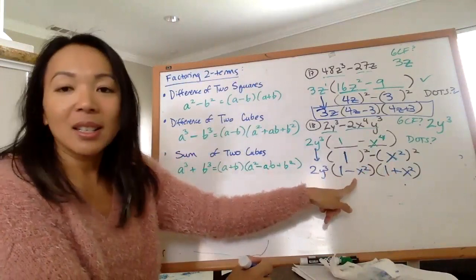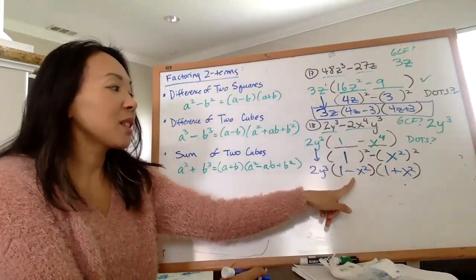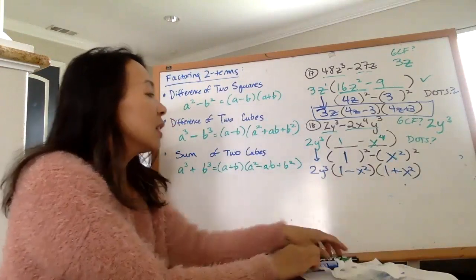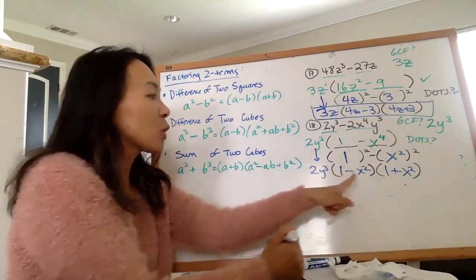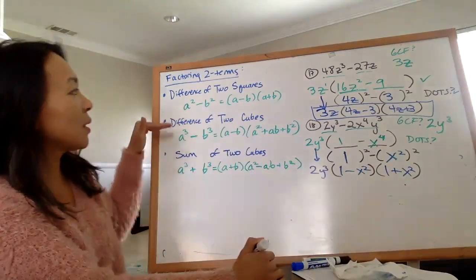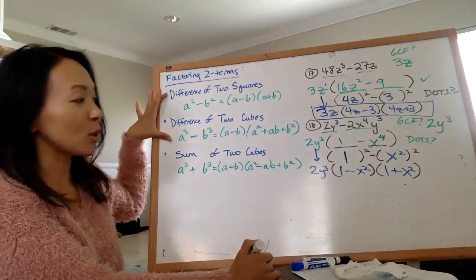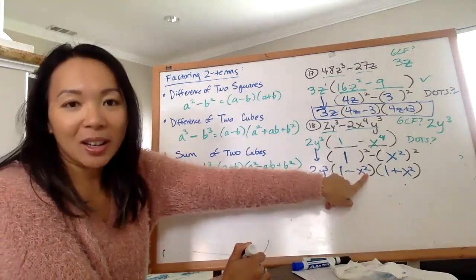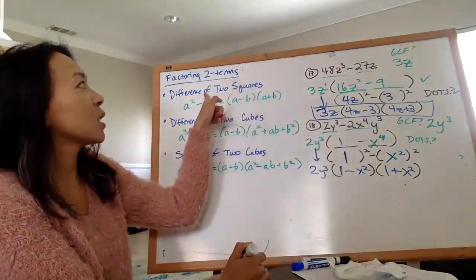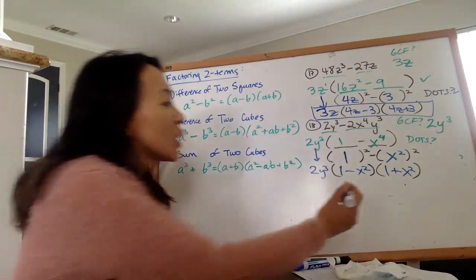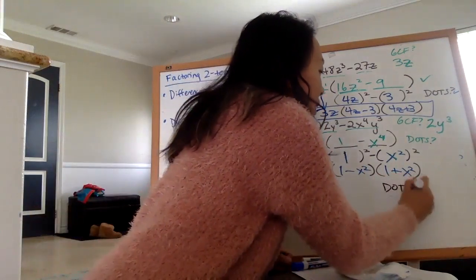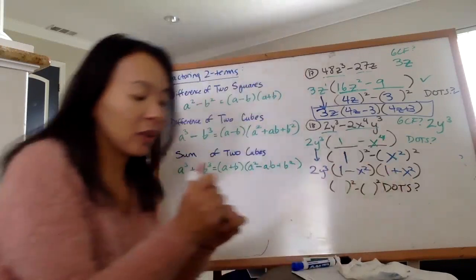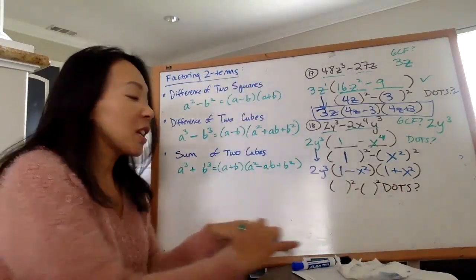So 1 minus x squared, can I factor this a little bit more? And the answer is, let's find out. It's a minus sign, so I know it's either the difference of 2 cubes or the difference of 2 squares. Is it a square or a cube? Well, this is x squared, so my hunch is it's probably a difference of 2 squares. So I'm going to check to see if this is the difference of 2 squares, and if it is, it's something squared minus something squared. All right, so let's check it.